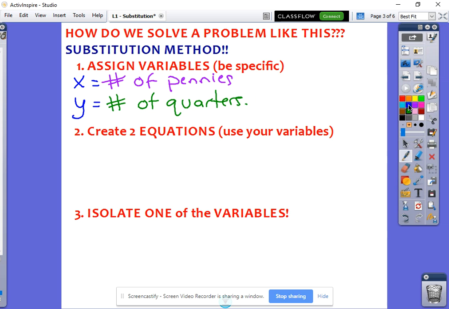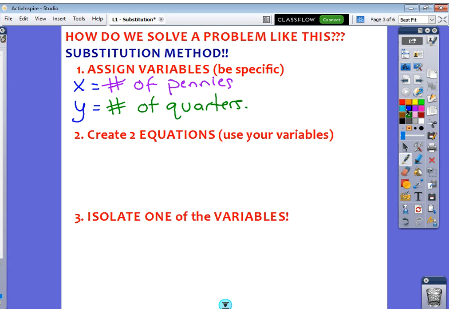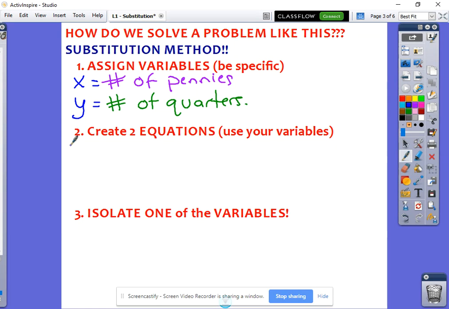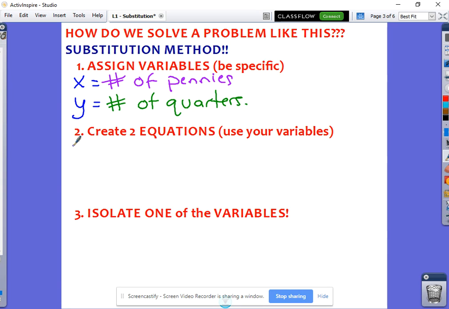Now this is where it really gets a bit more challenging. We need to create two equations that represent what we're talking about. What I want to help you understand is that we really have two different types of equations here. The first type of equation that I like to talk about is called the quantity equation. Quantity means counting up how many we have.